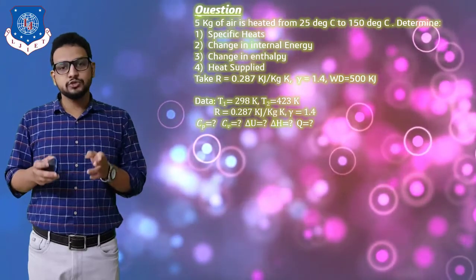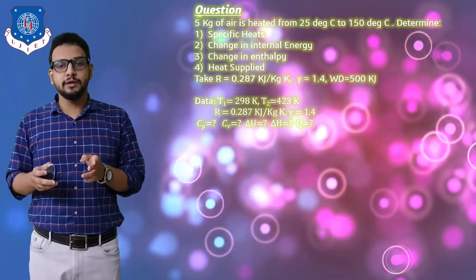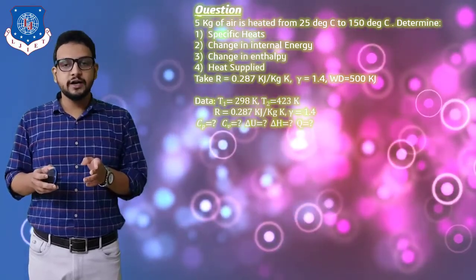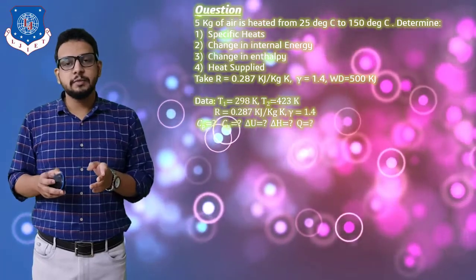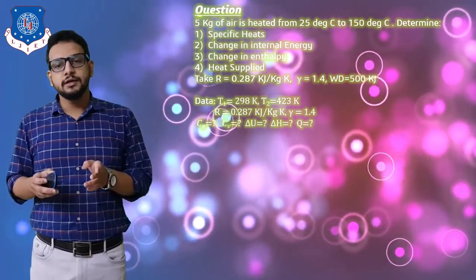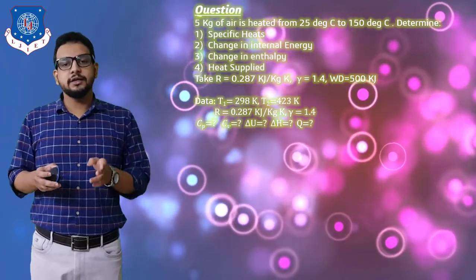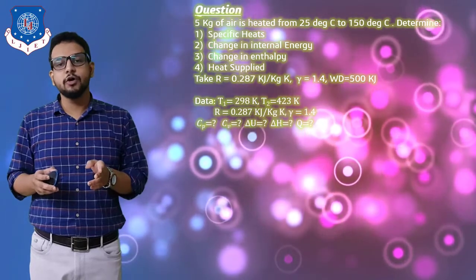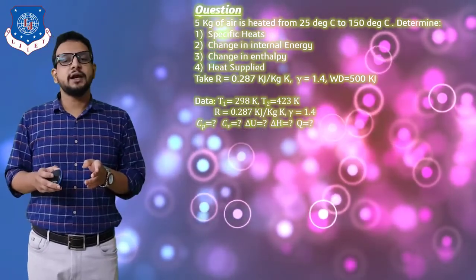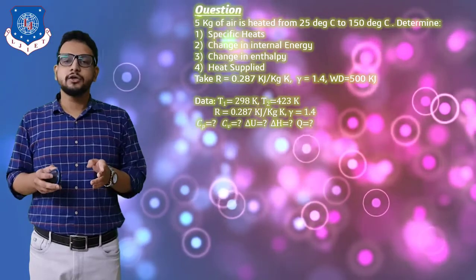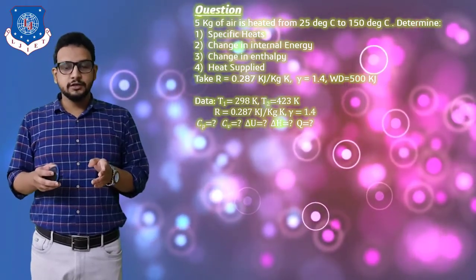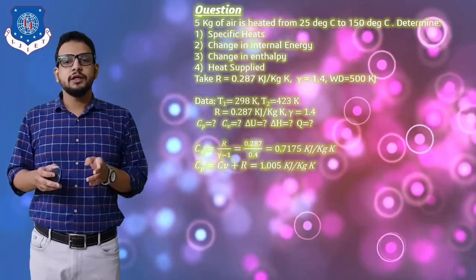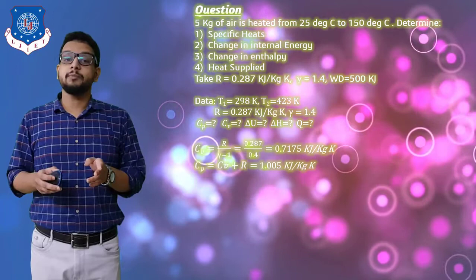So 25 plus 273 gives T1, the initial temperature, as 298 Kelvin. Then T2, the final temperature, is 150 plus 273, that is 423 Kelvin. R is 0.287, gamma is 1.4. You need to find out Cp, Cv, delta U, delta H and Q. So let's proceed. We know the formula, derived from Mayer's equation, that Cv is equal to R upon gamma minus 1.